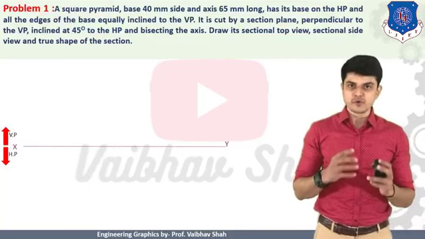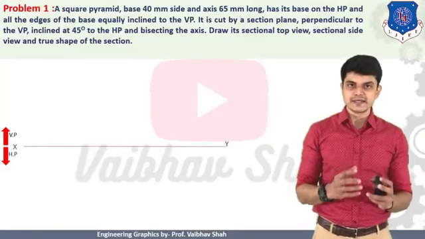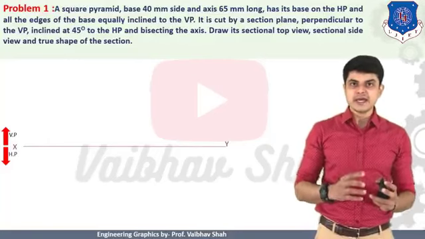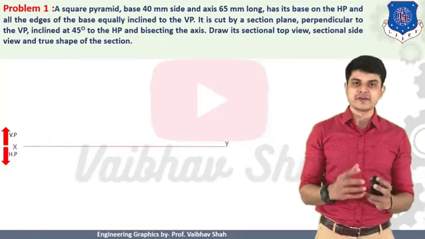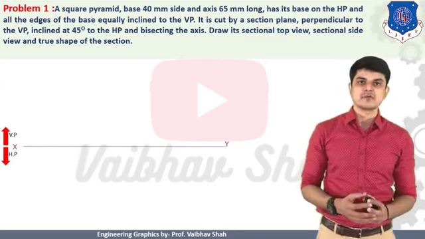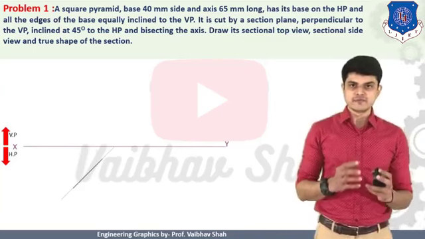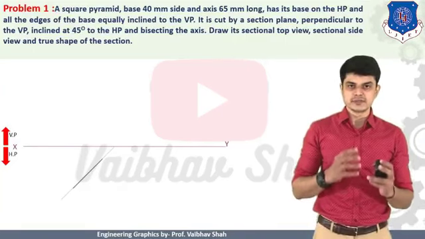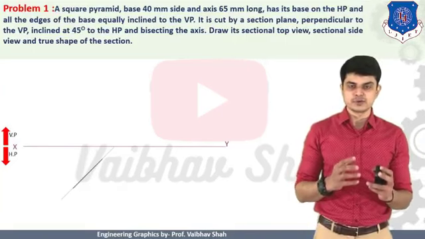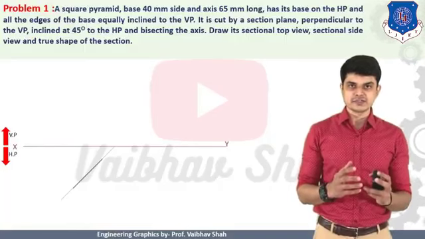Now let us draw the 45 degree line, which shows that each of the sides will be at an equal angle of 45 degrees with your VP. So let us draw our 45 degree line first, like this. After drawing this line at 45 degrees, you should put the line of the dimension equal to your square. So what is the dimension of your square?